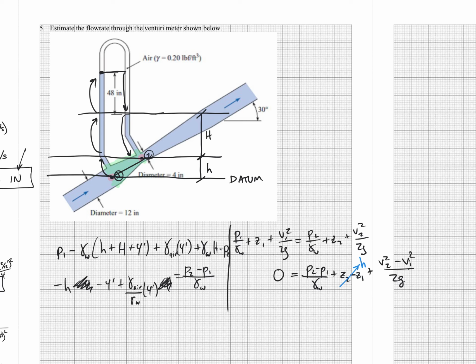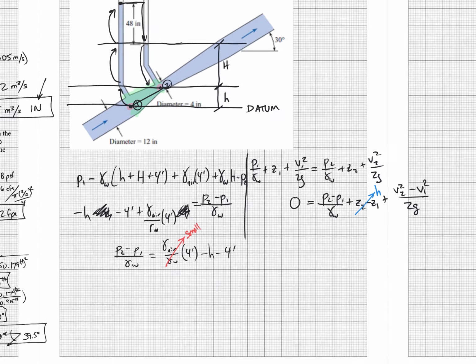All right, so now I get P2 minus P1 over the gamma of water equals gamma air over gamma water times 4 feet minus h minus 4 feet. We'll note that gamma air over gamma water is really, really small. It's like 0.001 or something. So we're basically just going to ignore it because it's small. If you wanted to, actually, you know what? Let's include it and see what happens. See how much it affects the answer here.